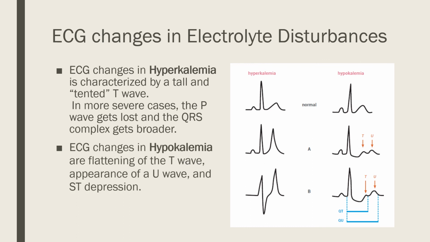ECG changes in hypokalemia are flattening of T waves and appearance of a U wave in addition to ST depression, as shown in the figure. But notice, do not confuse the QU interval with the QT interval, because hypokalemia does not cause prolonged QT interval.